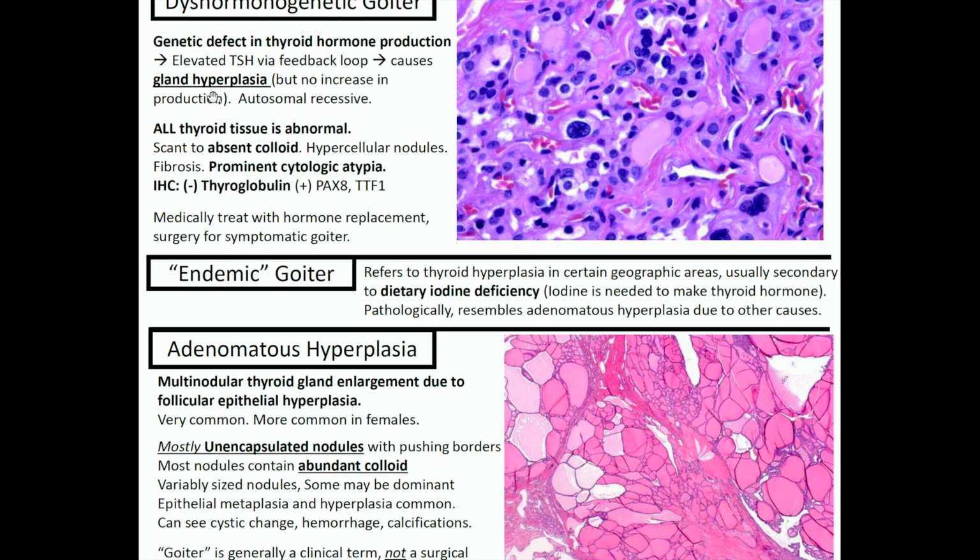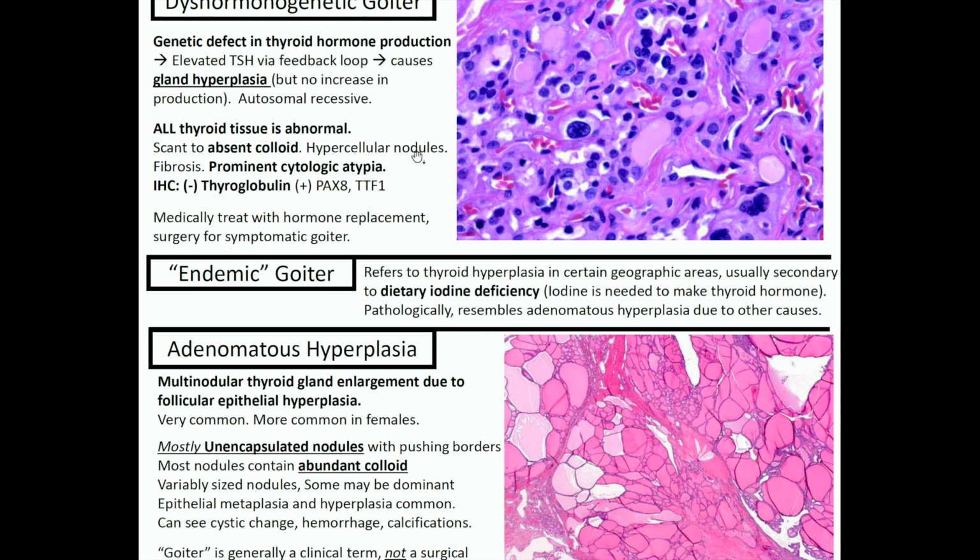So all thyroid tissue is abnormal, with scant to absent colloid in this entity, hypercellular nodules, fibrosis, and prominent cytologic atypia. So on IHC, it's going to be negative for thyroglobulin, positive for PAX8 and TTF1. And medically, this is treated with hormone replacement and surgery for symptomatic goiter.